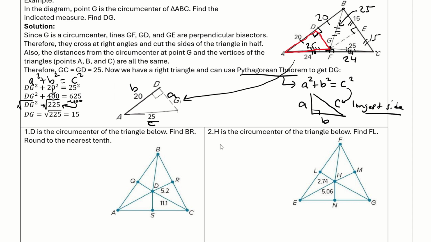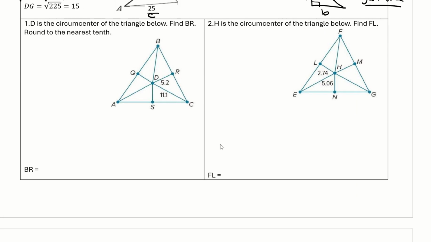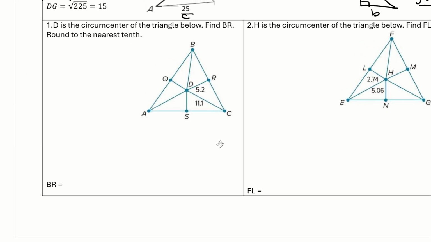All right, so hopefully that made sense. So that's the idea. So if we do number 1, this is a circumcenter. And so remember, if that's a circumcenter, these distances are all the same. And that also means that the circumcenter is formed by perpendicular bisectors. So I'm going to put right angles here, here, here, here. And then these are cut in half. So I'm going to do that.